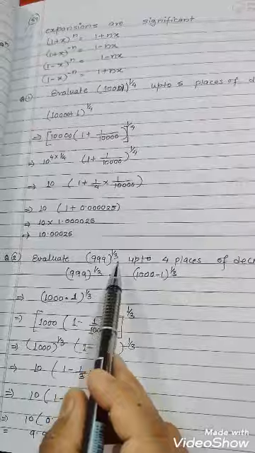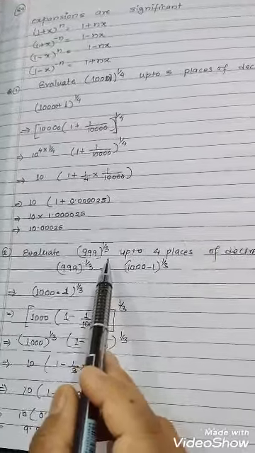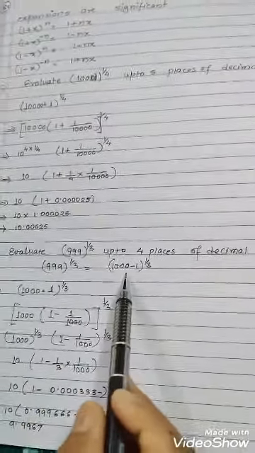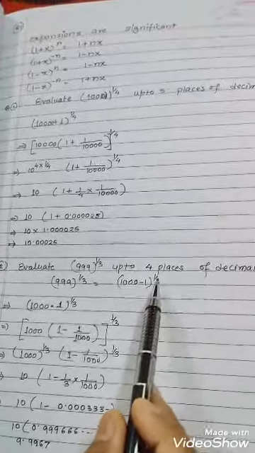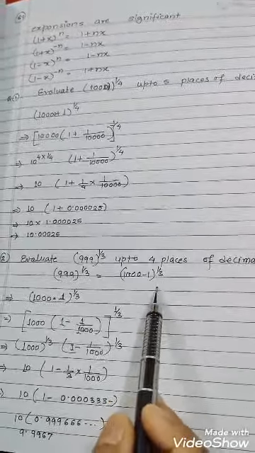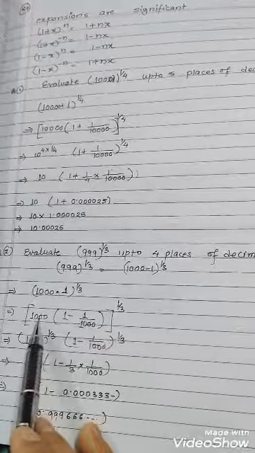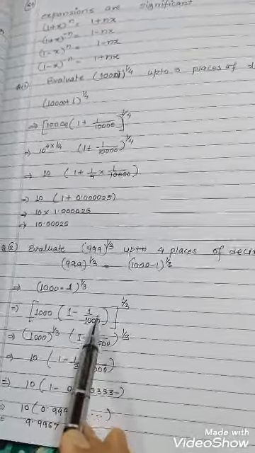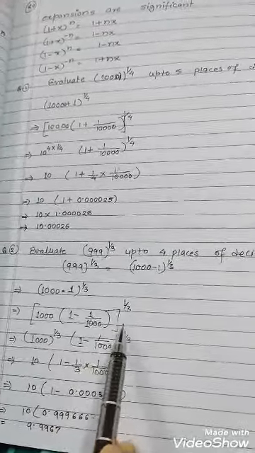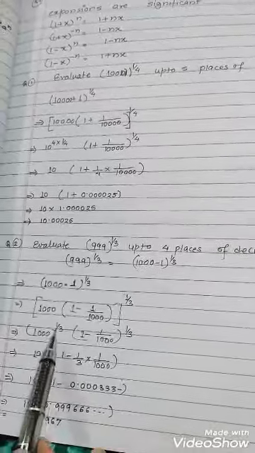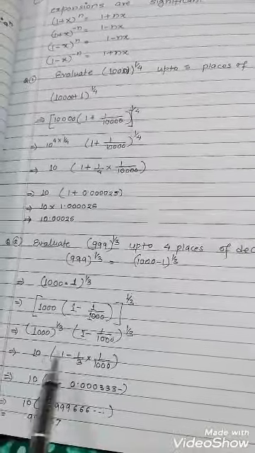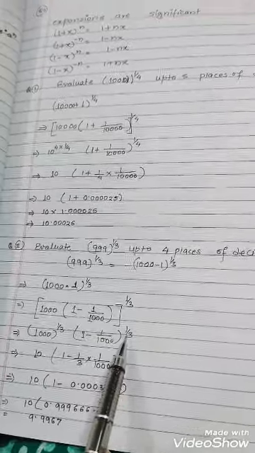Here one more question is there, 9,999 to the power 1 upon 3. We can write this as 1000 minus 1, to the power 1 upon 3. So it will be what? 1000 we are taking common here, so it is 1 minus 1 upon 1000, to the power 1 upon 3. 1000 to the power 1 upon 3 will be 10, and here the same thing we are doing.